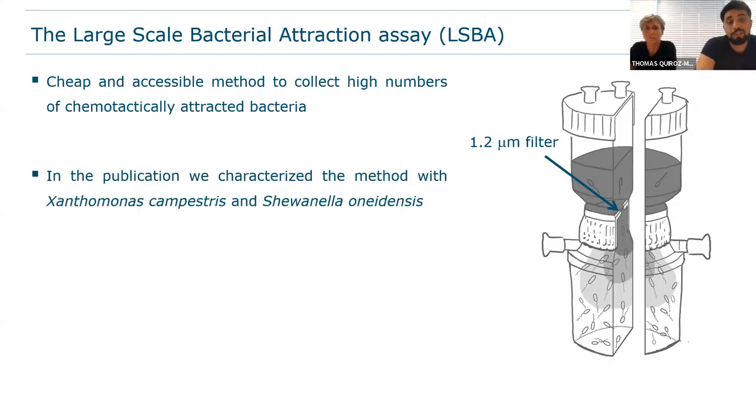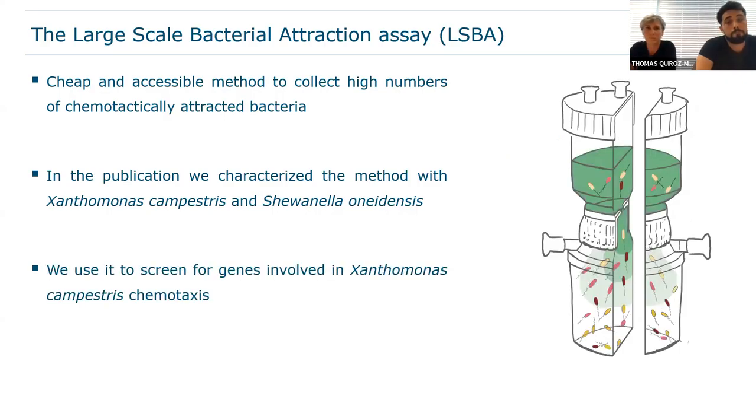In the PLOS ONE publication, we have deeply characterized this system, making use of Xanthomonas campestris and also Shewanella oneidensis. We have used this particular system to perform forward genetic screens in Xanthomonas to identify genes that are involved in chemotaxis signaling. But that does not mean that it has to end with Xanthomonas, because there are many other mutant libraries available in different types of bacteria. And this system could be used by others that are working on these kind of libraries to screen for genes involved in bacterial chemotaxis.